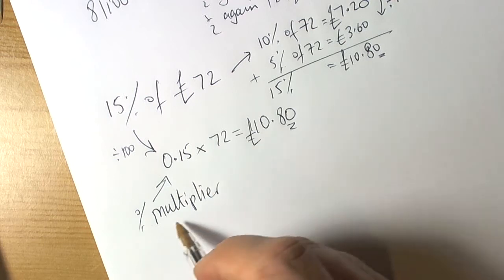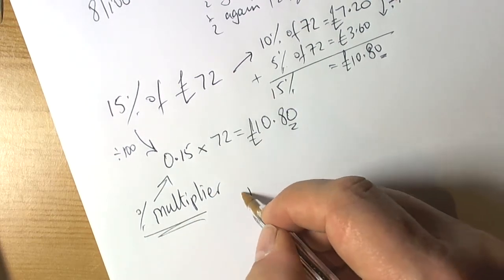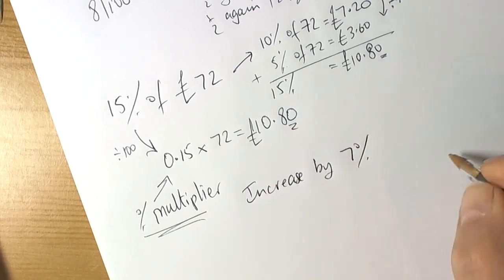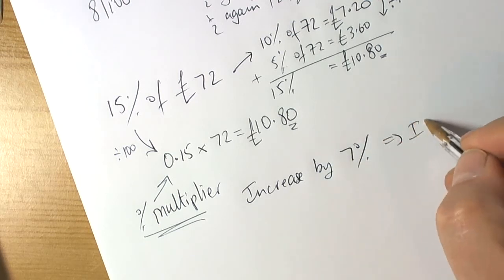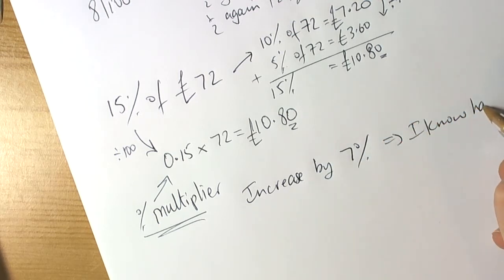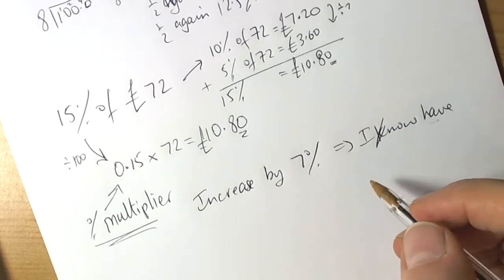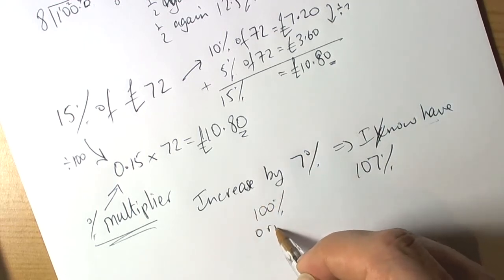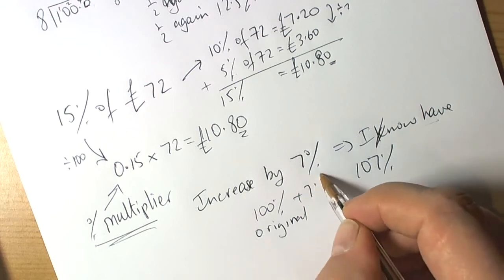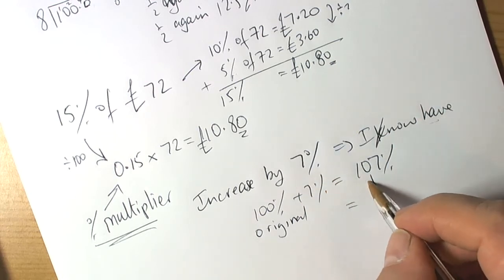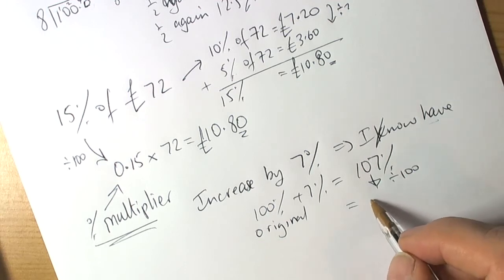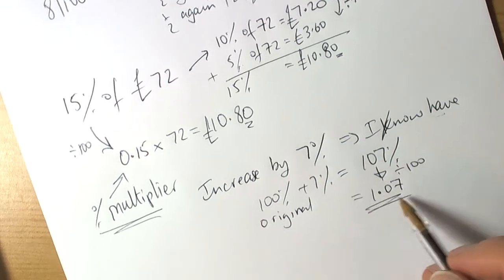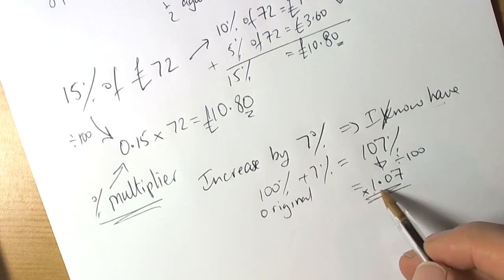If you want to work with percentage multipliers, then for example, if I increase by 7%, say, then I now have 107%, because I've got my original 100% plus the 7%, and as a percentage multiplier, well, we turn a percentage into a decimal by dividing by 100. So as a percentage multiplier, increase by 7% will be the same as timesing by 1.07.